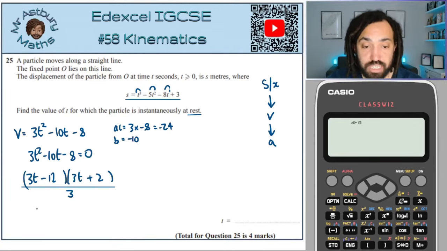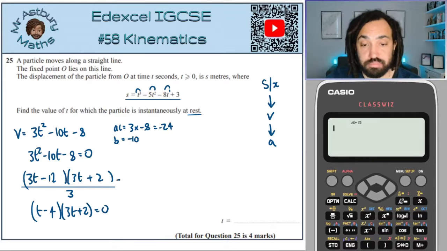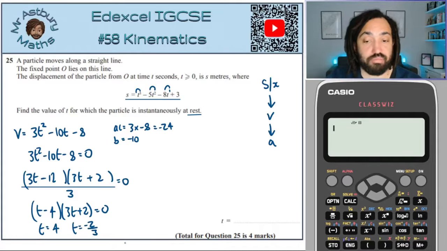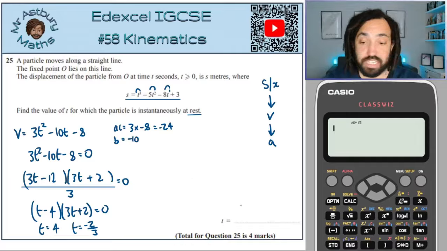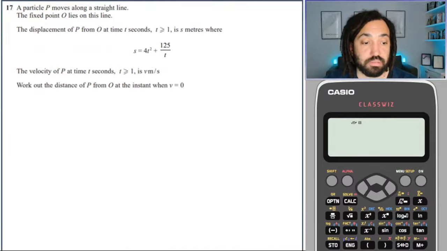We can divide this left bracket here by 3, and that will cancel the divide by 3 at the bottom. This is equal to 0. So we get t is equal to 4, or t is equal to -2/3. Now, of course, t can't be negative because it's time, so therefore the answer is 4.